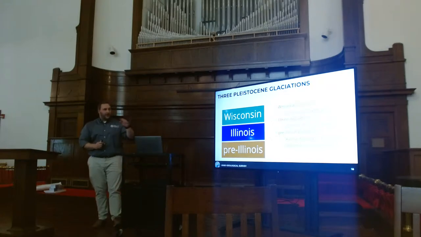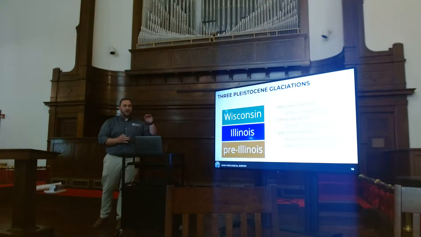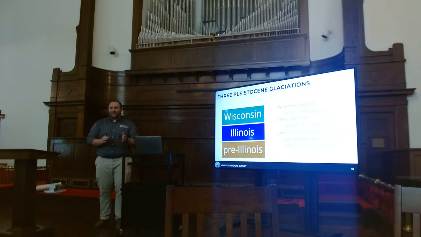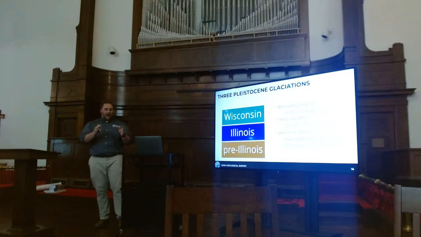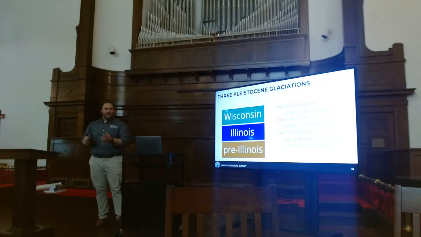And then for pre-Illinois glaciation, the only method we really have to tell how old some of these glacial sediments are is whether or not they are magnetically reversed. This is an interesting theory, but we know that magnetic north points north today. That isn't always the case. It flops between the poles over different time periods.